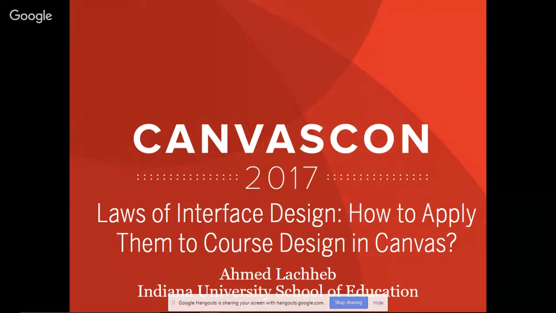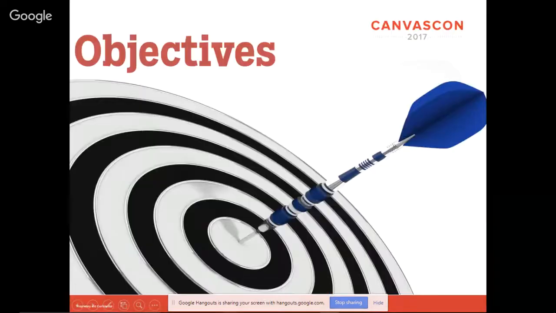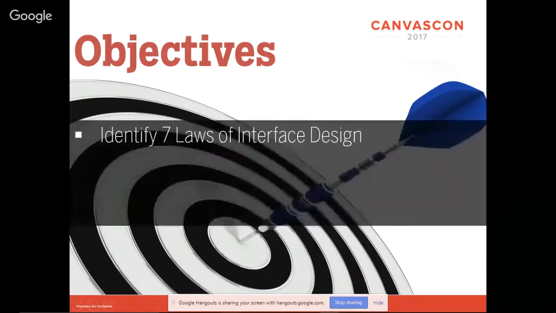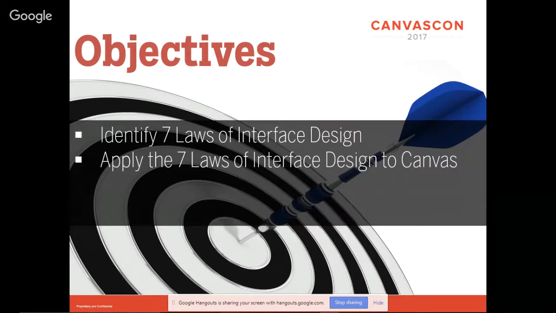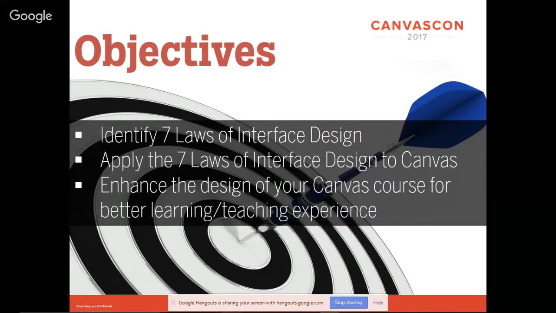My presentation is titled Laws of Interface Design and how specifically to apply these laws of interface design if you're designing a course in Canvas LMS. So to start with, we'll go over the objectives. We have three objectives for this presentation: identify 7 laws of interface design, apply the 7 laws of interface design to Canvas, and enhance the design of your Canvas course for better learning and teaching experience. So hopefully those are the objectives that you will achieve once we finish this presentation today.